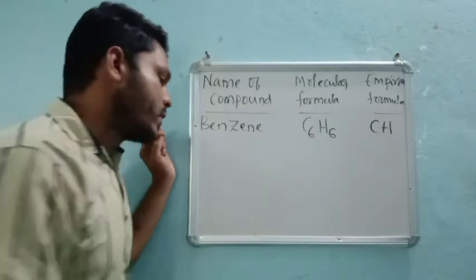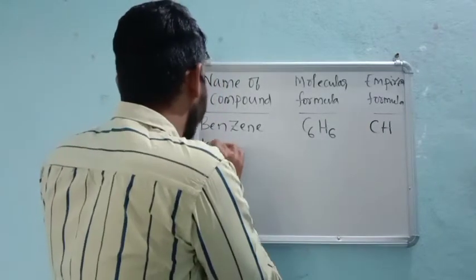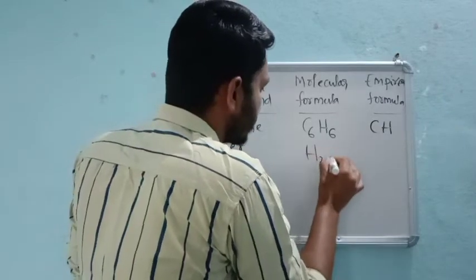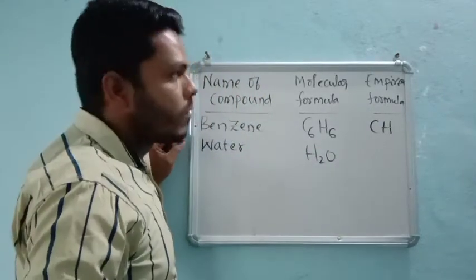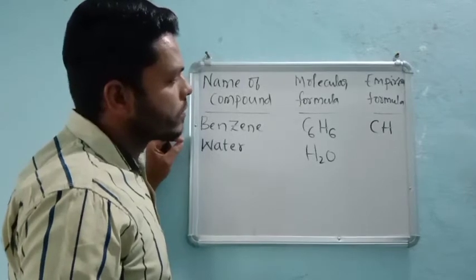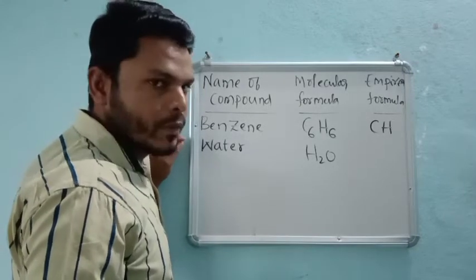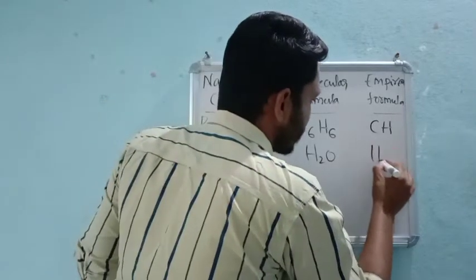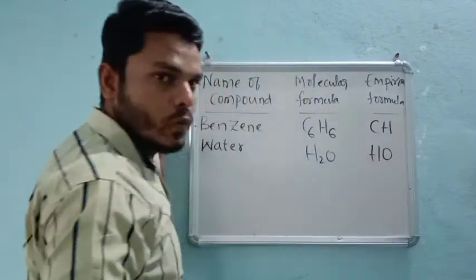Right? So now one more, water. You can take any examples. H2O. This is our molecular formula. What will be the empirical formula? Here also the same case, like benzene. There are two different elements, H and O. So thus here the empirical formula becomes HO.